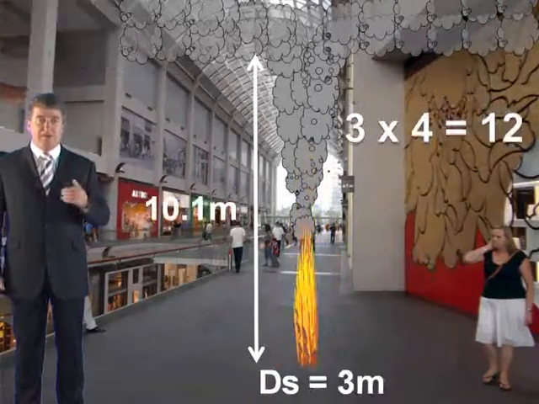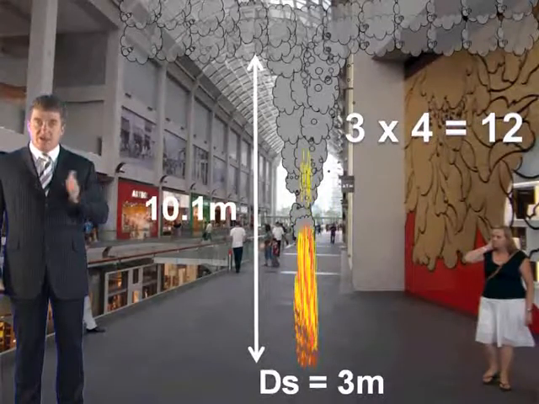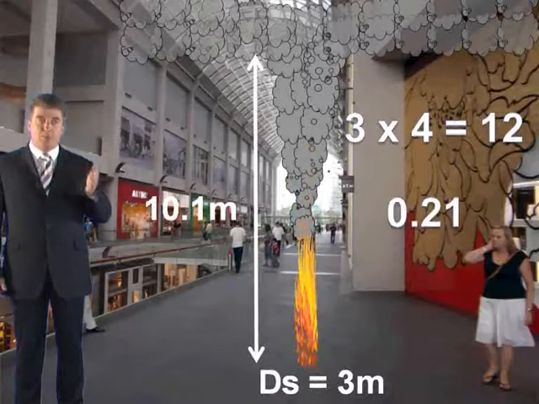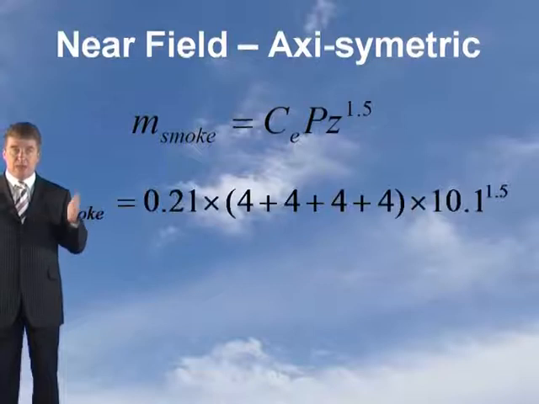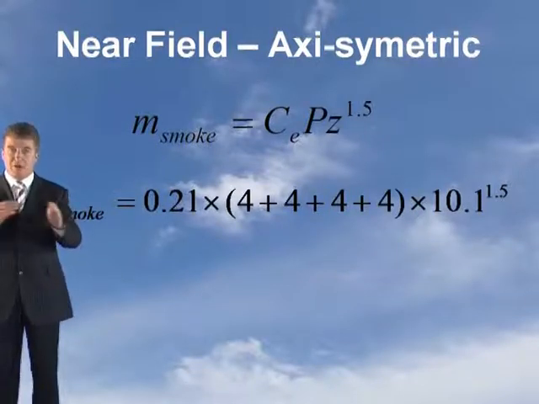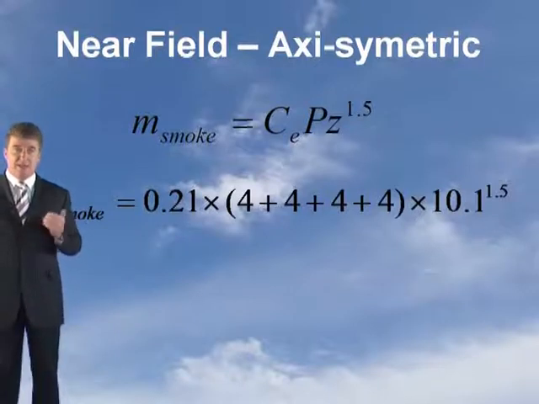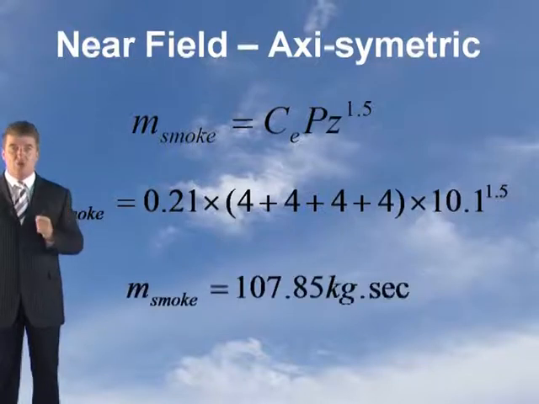Well, in this case, 3 times 4 is 12. Clearly, this is still greater than the clear layer height of 10.1, and therefore you apply 0.21 as your coefficient. This is what you've been trying to work out, which model or which coefficient. Put these into your model, and it gives you 0.21 times the P, which is 4 plus 4 plus 4 plus 4. That's the perimeter, which is 16, times 10.1 to the power of 1.5, gives you a mass flow rate of 107.85 kilograms a second. That is what you've had to work out.